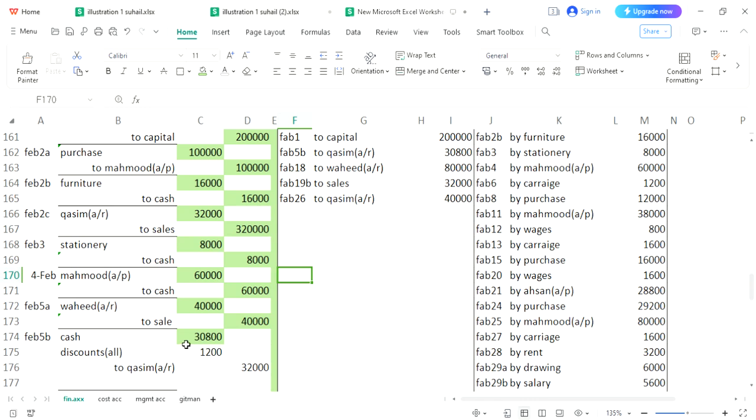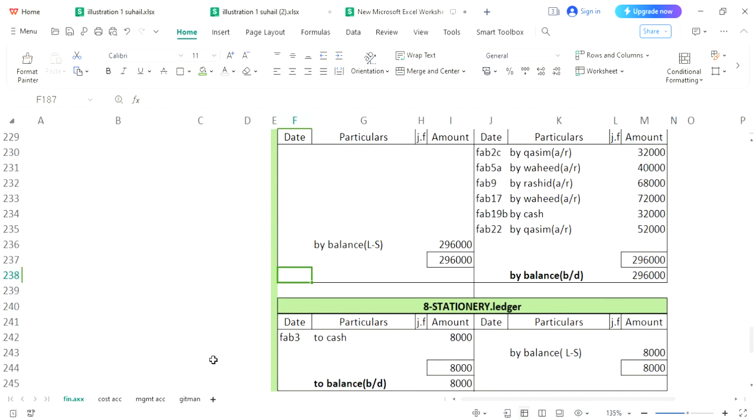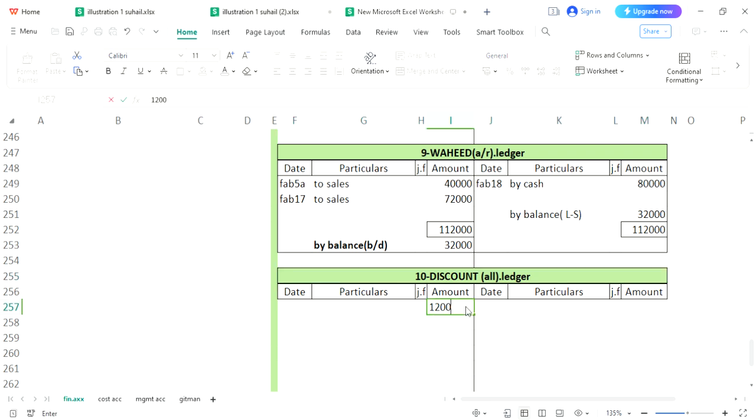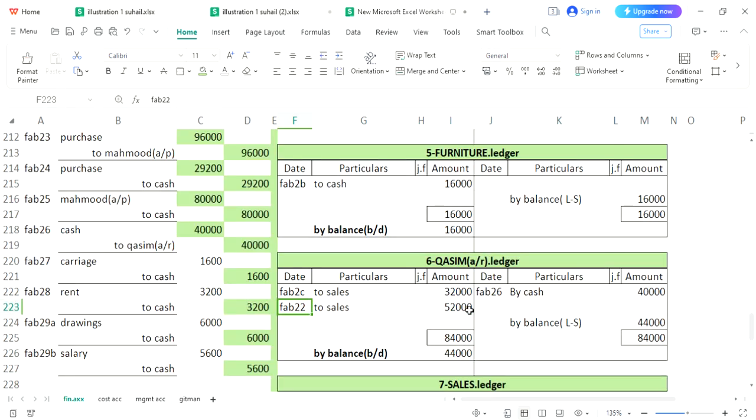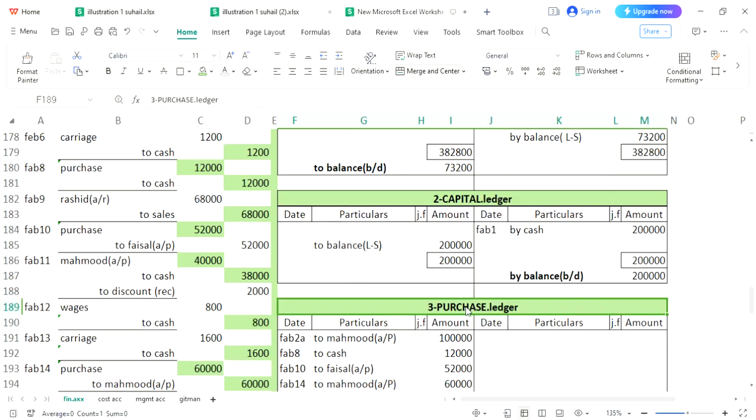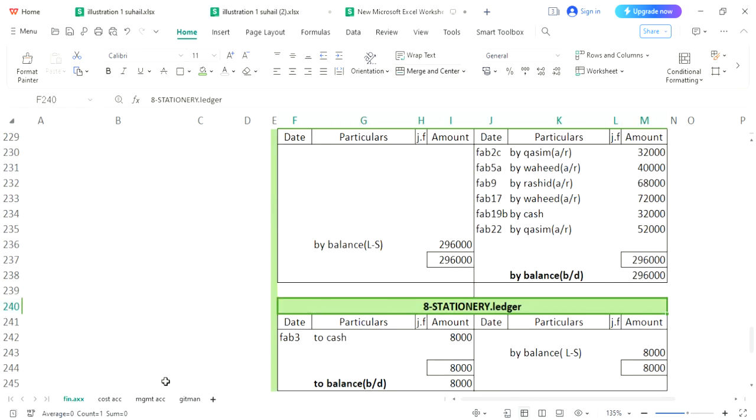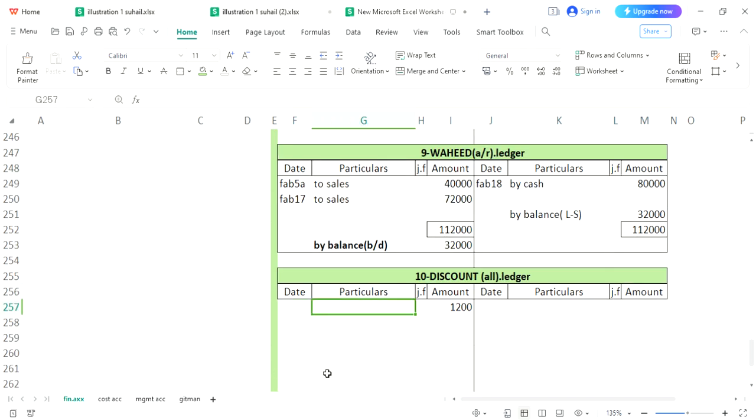Here first discount has arrived. As you can see, all above entries are marked. We don't need to go over there. Marked entries have already been posted. Discount allowed 1200 is written on debit side. We will choose the same debit side and we'll write 1200 in amount column. Time to see its reference of 1200. What is written on the opposite side? Qasim account receivable. So Qasim account receivable will be used as reference for 1200.